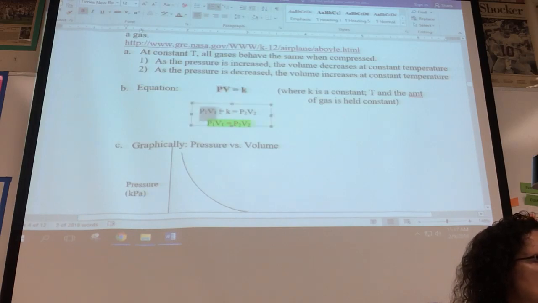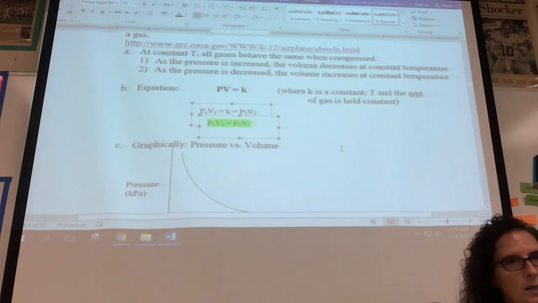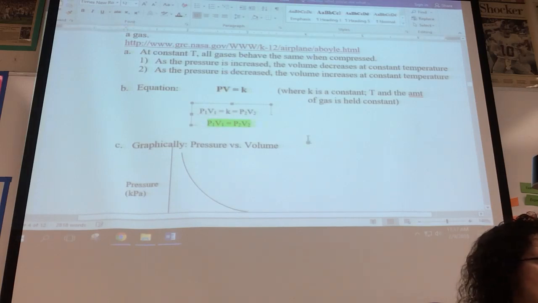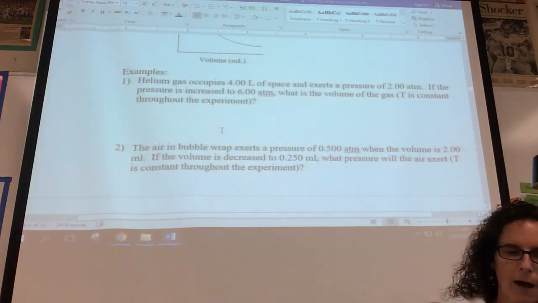We can have 2 sets of conditions. We can have pressure and volume under one set of conditions and pressure and volume under a second set of conditions. And if they're both equal to constant K, we can essentially get rid of this middleman and just have a formula in which P1V1 is equal to P2V2. And we can use this formula and solve for one of the missing variables. Graphically, I showed you. Let's take a look at the following example.